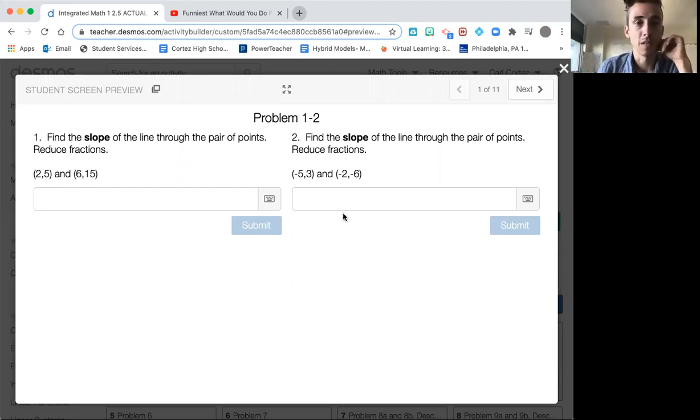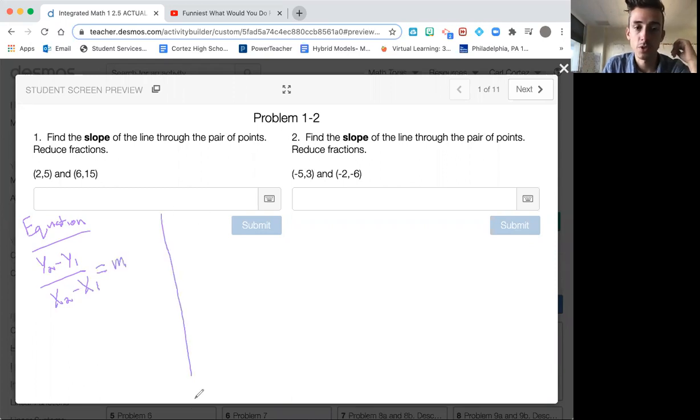So finding the slope of the line through the pair of points, reduce fractions. I'm going to show two ways on how to do this. First way is going to be using our equation or slope formula, which is, recall, y2 minus y1 over x2 minus x1. That's a way we can get the slope. So I'll show that interpretation. I'm also going to show the table interpretation, which I think is easier, which should sound like something we did in the 2-5 preview. So first I'll do the equation.